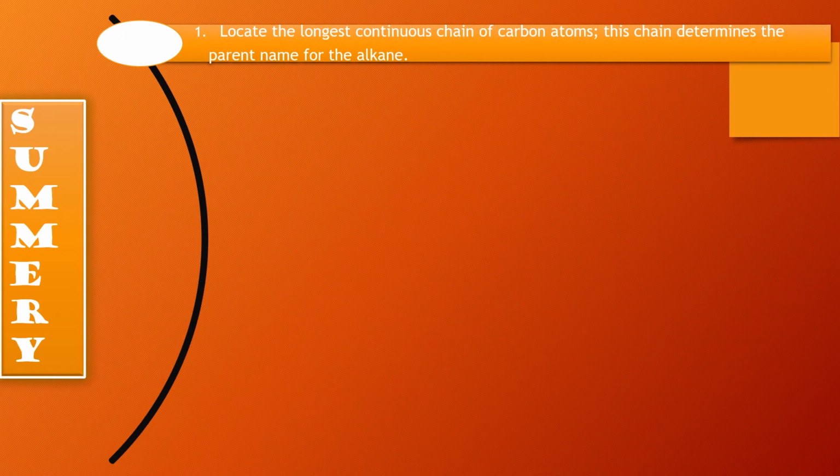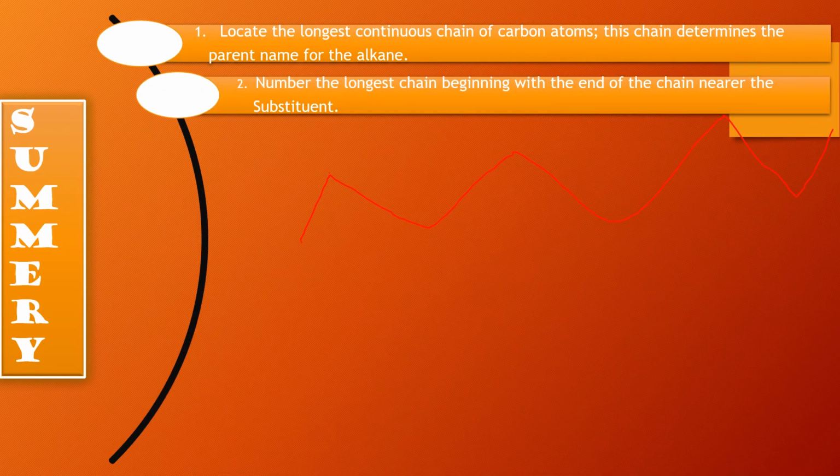Let's summarize the basic steps of IUPAC nomenclature of organic compounds. The first is to locate the longest continuous chain of carbon atoms. This chain determines the parent name for the alkane. So the first step is to determine the longest chain, right? What is the second point? The second point is to number the longest chain beginning with the end of the chain nearer the substituent. So if the substituent is attached here, we will start numbering from here, right? 1, 2, 3, 4, like that.